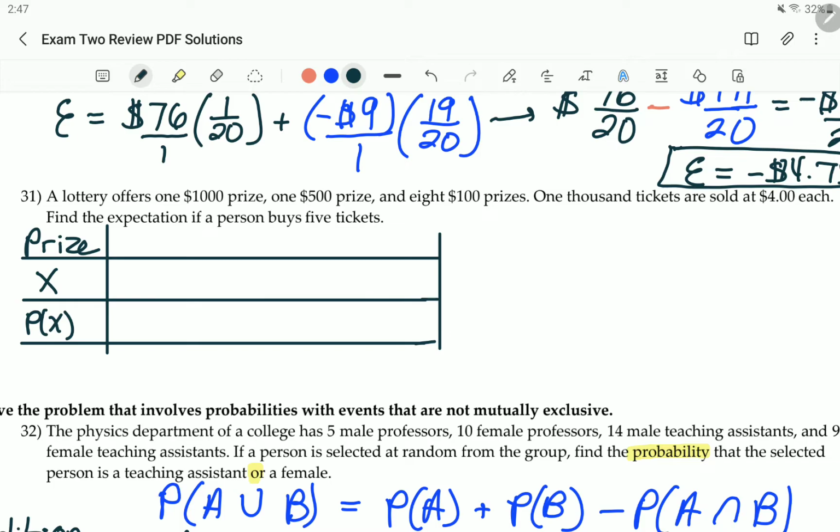Okay, so we have prize number 1, which is the $1,000. Prize number 2, receiving 500. Prize number 3, 8 people can receive $100. But you can't forget, if there are winners, there are also losers. So we must look at also somebody who didn't receive nothing, no prizes, none.